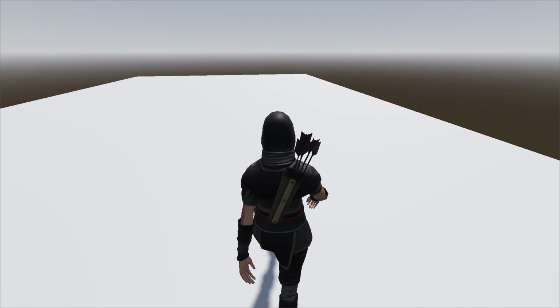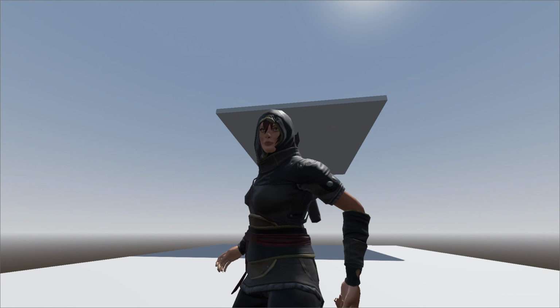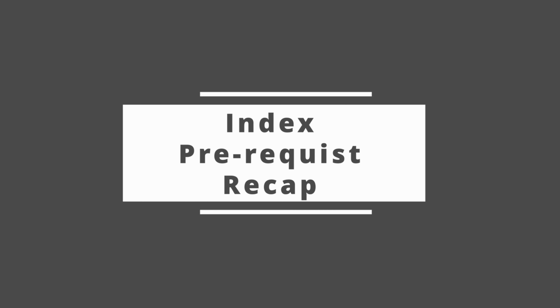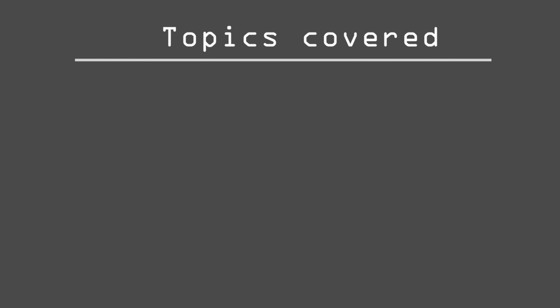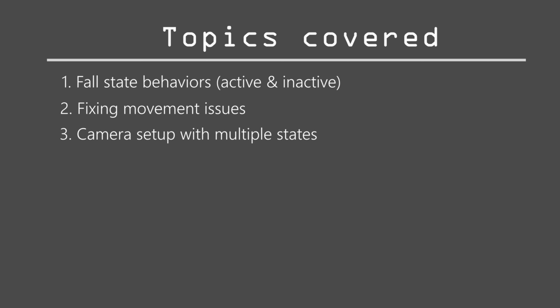Let's check what we'll cover in this video. So we'll set up our basic fall state and also deep dive into camera setup with the plugin that we downloaded. So the table of contents for this video will be fall state behaviors for both active and inactive states, fixing movement issues that we get, and then setting up our camera with multiple different states and multiple angles, and finally testing all the stuff that we just created.